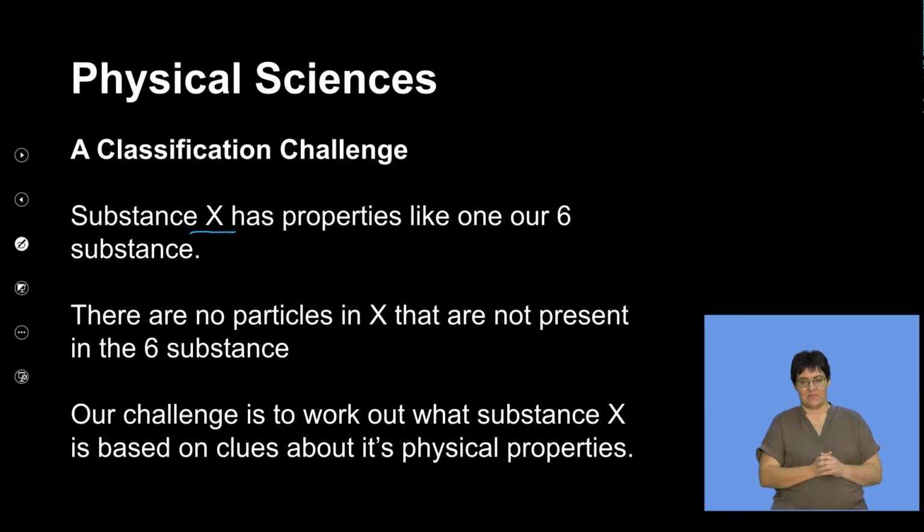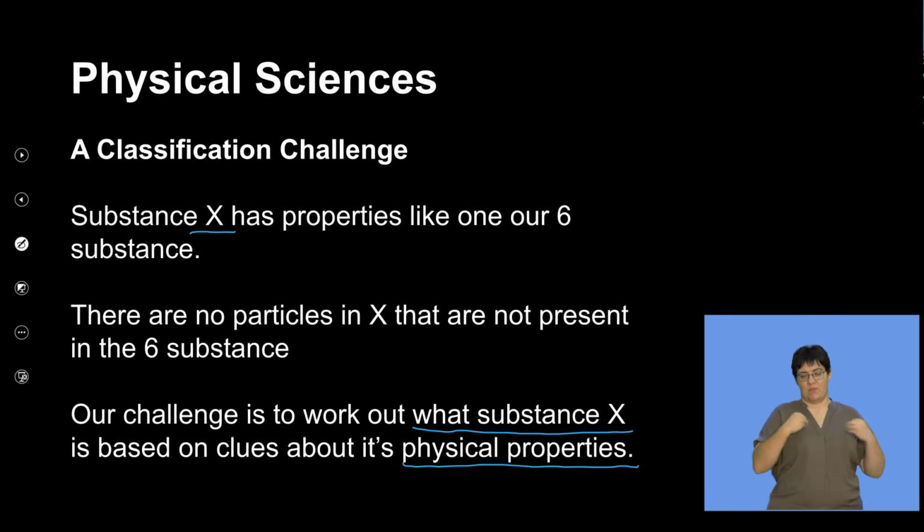And then it says there are no particles in X that are not present in the 6 substances. We're still saying the same thing. All the 6 substances, including X, are made up of particles, right? So our challenge, that's the main thing, is to work out what substance X is. So at the end of this session, we must be able to identify substance X, okay? This will be based on the clues about its physical properties.